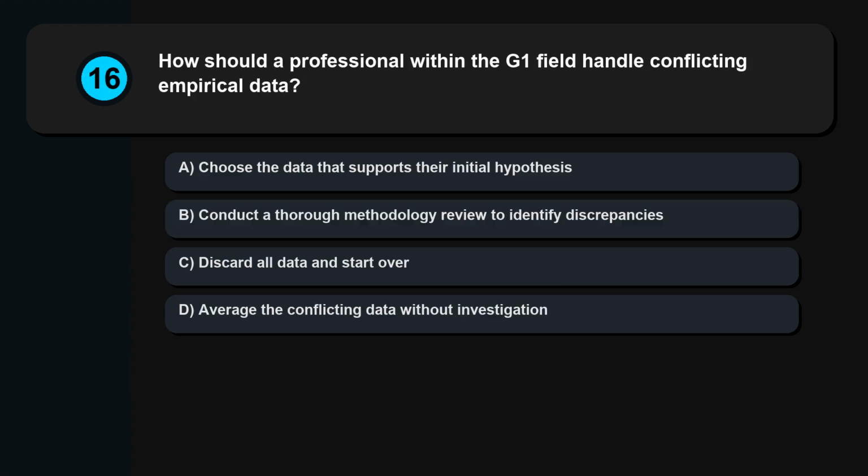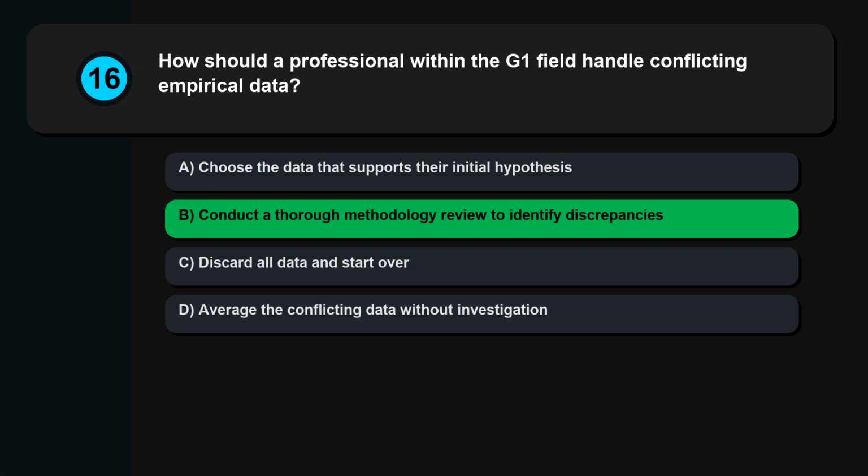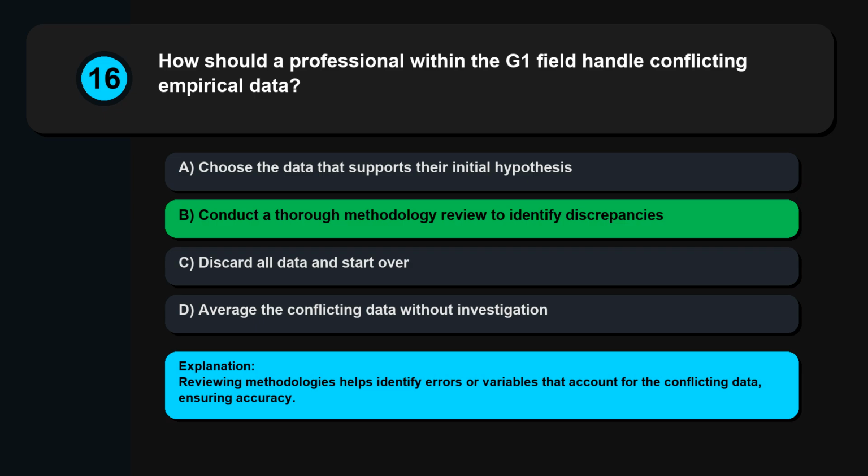Question 16. How should a professional within the G1 field handle conflicting empirical data? Choose the data that supports their initial hypothesis. Conduct a thorough methodology review to identify discrepancies. Discard all data and start over. Average the conflicting data without investigation. Reviewing methodologies helps identify errors or variables that account for the conflicting data, ensuring accuracy.